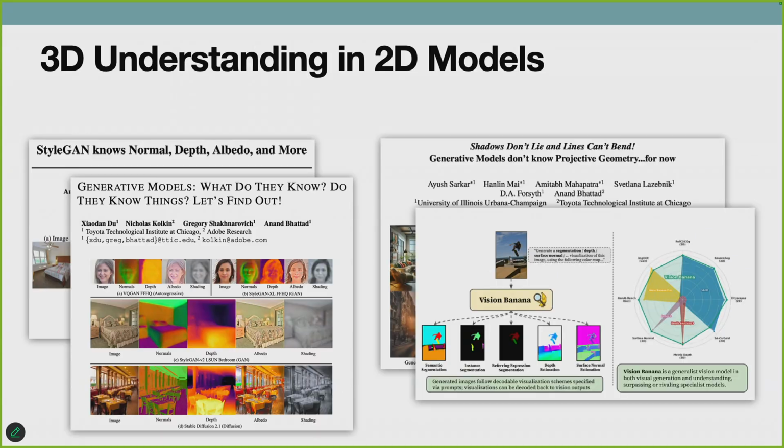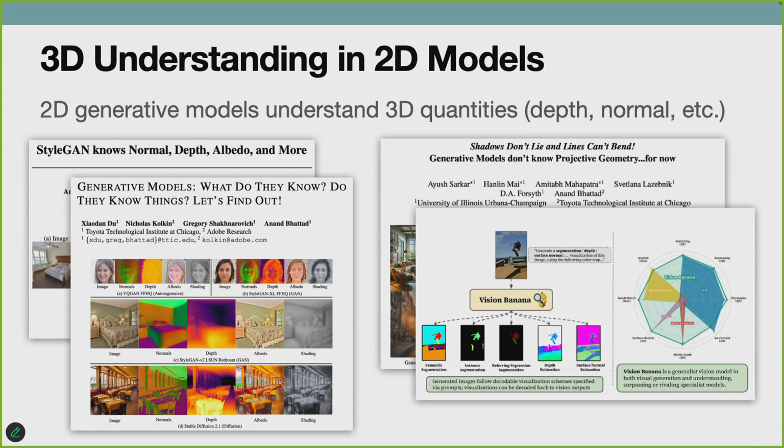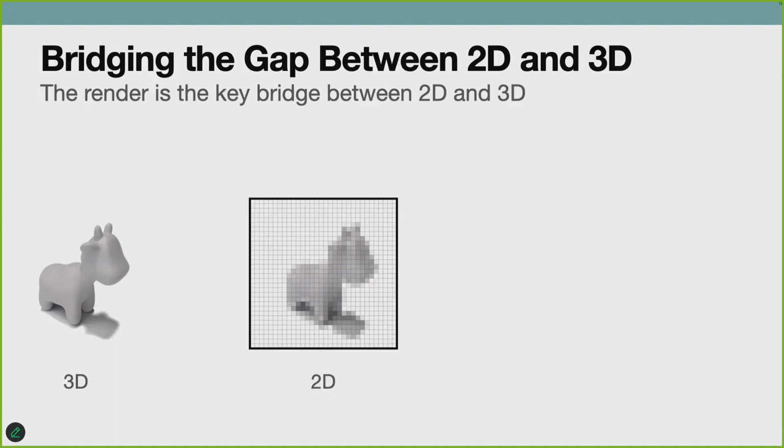Interestingly, even these 2D models seem to have a deep understanding of 3D properties, though. Recent work has looked into this and shown that these 2D models trained explicitly for generation actually have a pretty good understanding of qualities such as depth, normals, and more. So how can we take this 3D understanding from these 2D models and use it for 3D tasks?